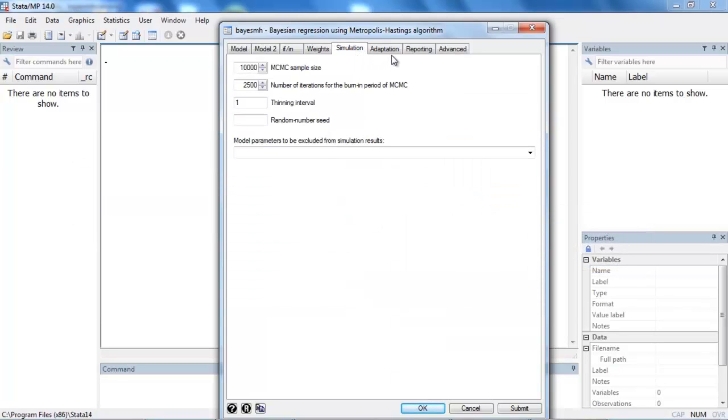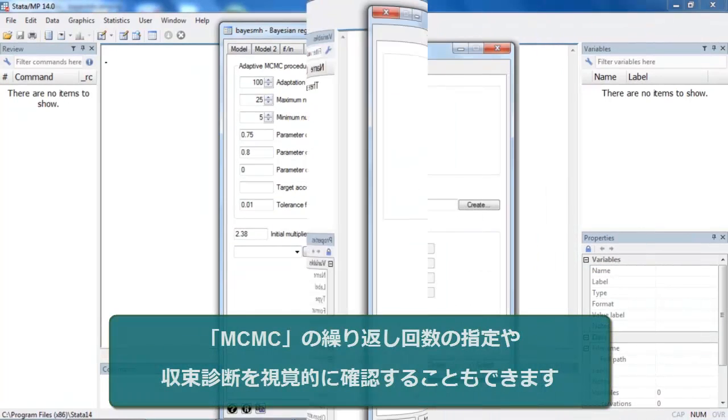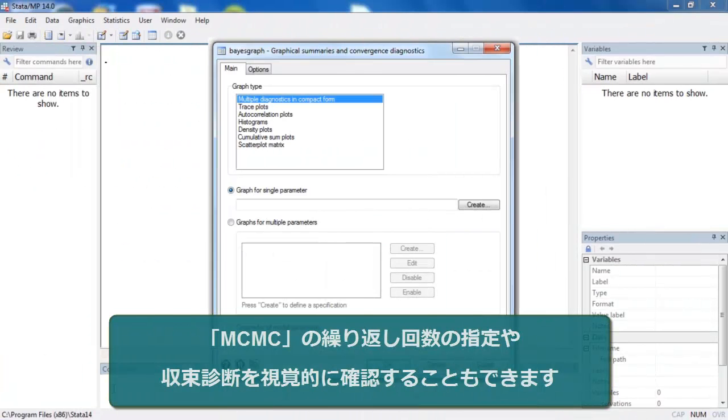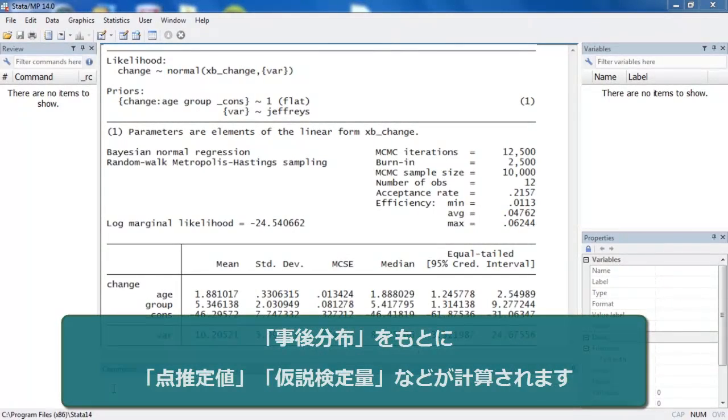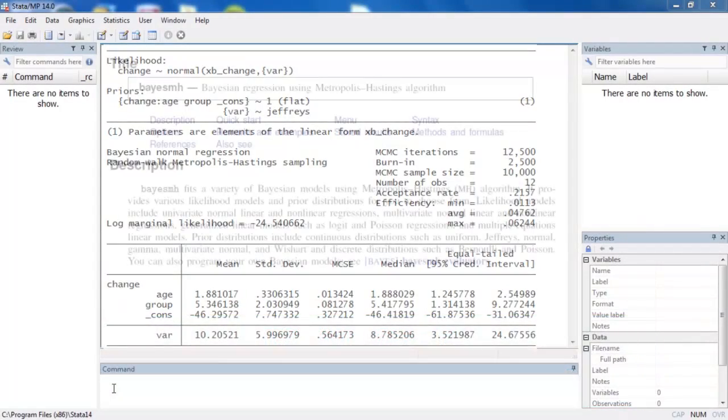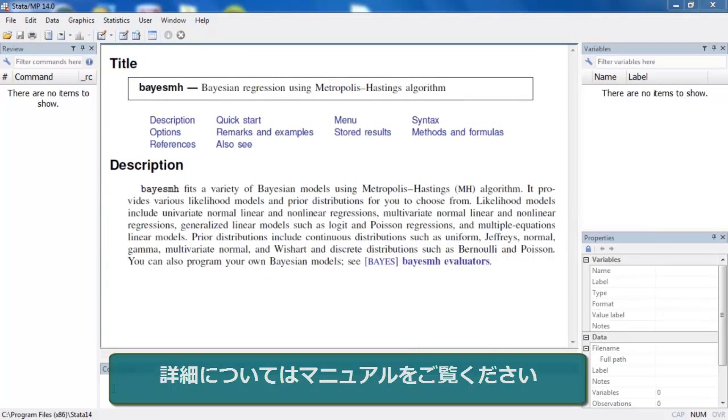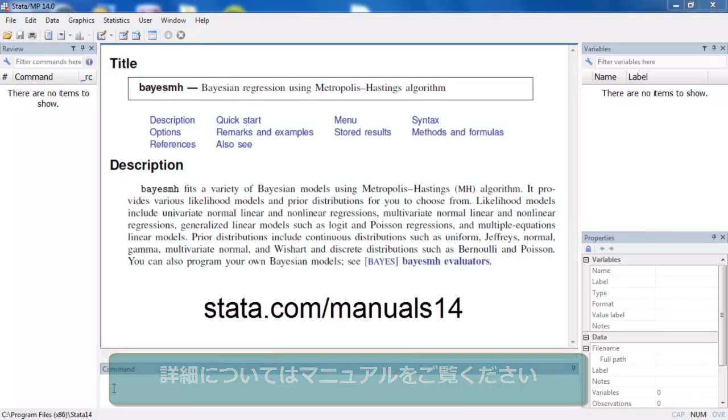simulation to estimate the posterior distribution, and you can check for convergence of the chain using diagnostic plots. The posterior distribution can then be used to calculate point and interval estimates, test hypotheses, and make probability statements about the model parameters. If you would like to learn more about Bayesian data analysis and how to fit these models using Stata, you can download the manual at stata.com.